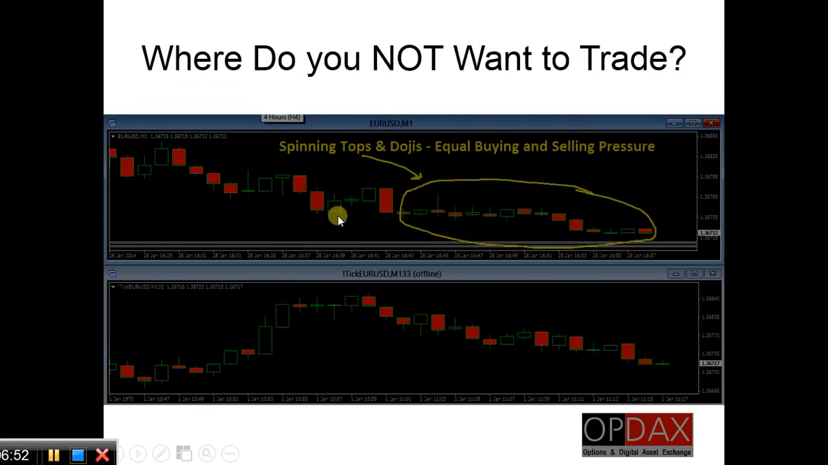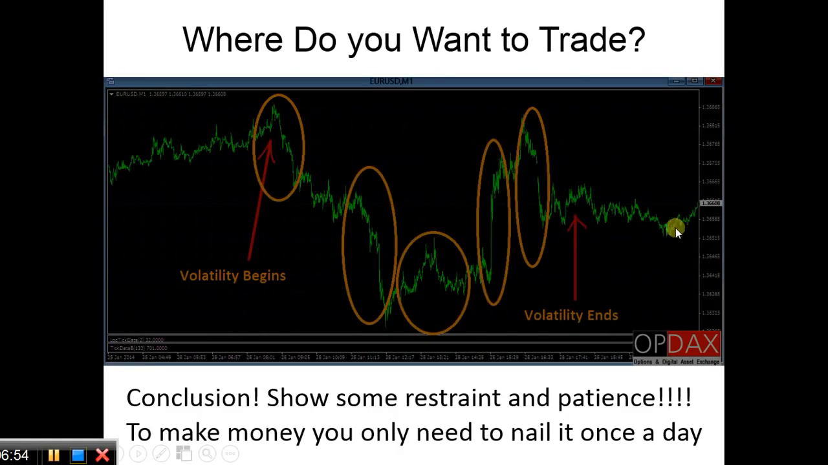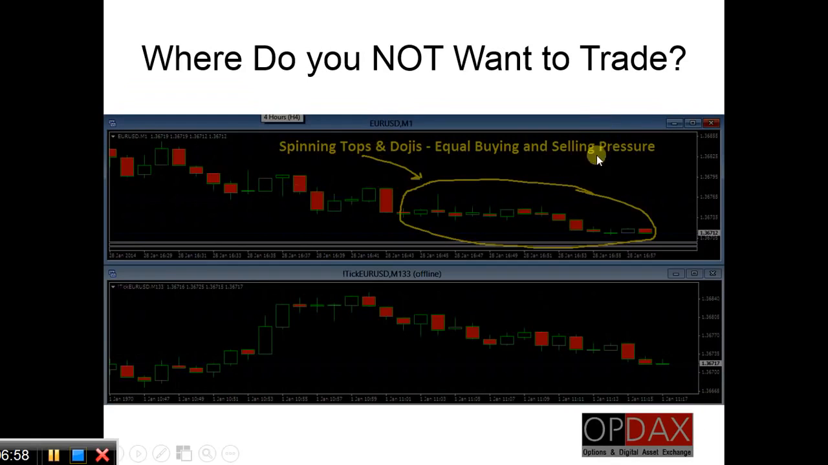Now, where do you not want to trade? In this area right here. And here we are just looking at the time chart for the MetaTrader 4 platform. You see these spinning tops and these dojis where you're seeing equal buying and selling pressure. This is not the place where you want to be trading, and this is not the place where you want to be using this trading strategy.